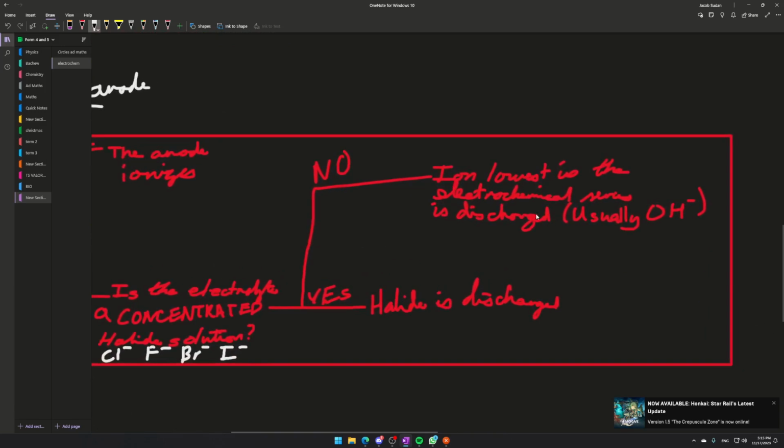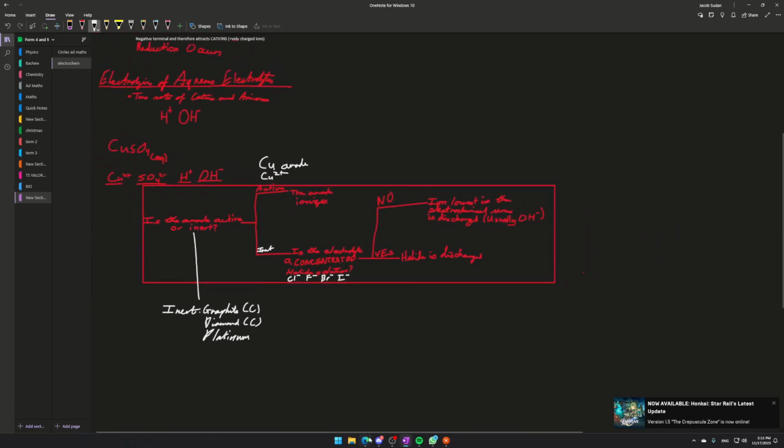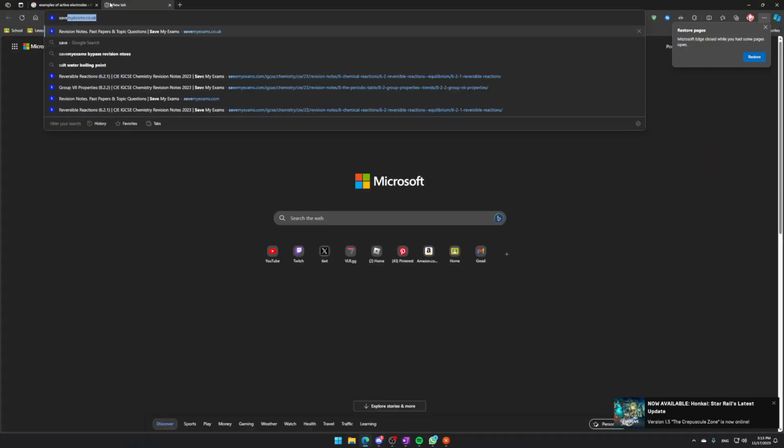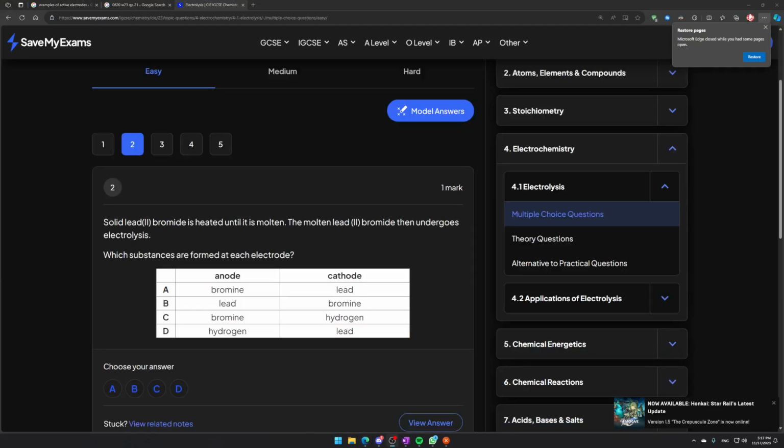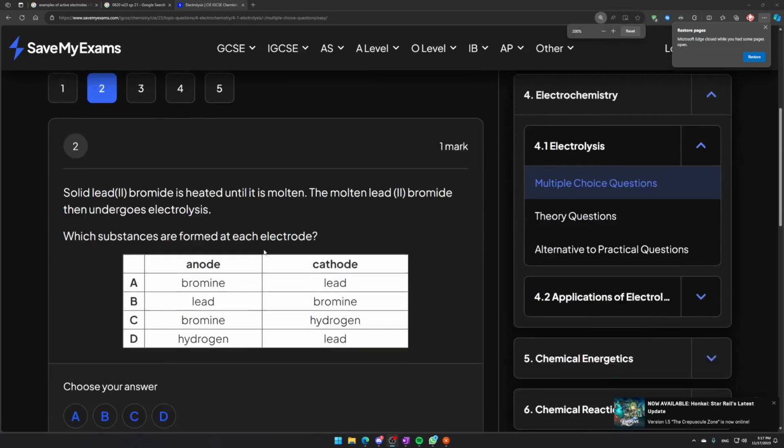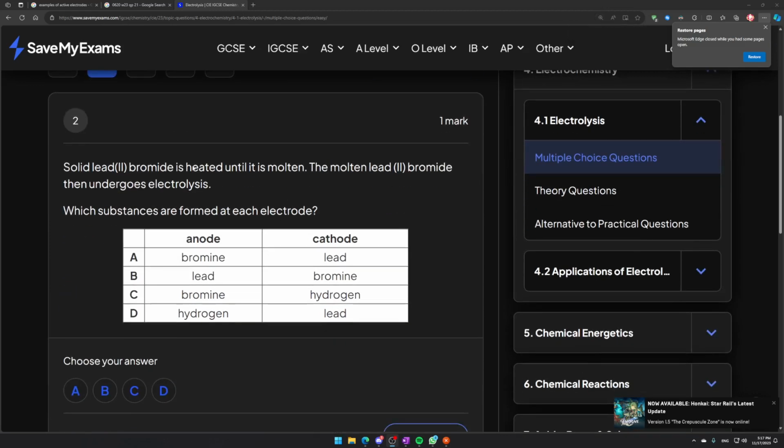I will go over the electrochemical series afterwards. I'm gonna do an example question. Let me find one. Okay, so here we have a pretty good one, right? As a multiple choice question. Solid lead bromide is heated until it is molten. This is a better question to explain what molten is.